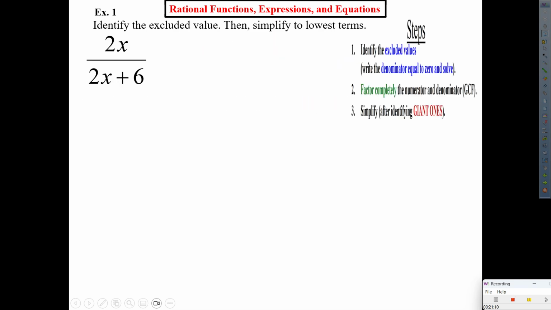So copy this one, example number 1. Copy that on your notes, please. Example 1, copy the instructions. Identify the excluded value, then simplify to lowest terms. Write that down, please, the whole thing. Then we have 2x over 2x plus 6. You don't write the steps. I'm going to leave them on the screen just so that we can use those as we move along. Example 1, instructions, and this rational expression. Copy that. And this is being recorded, okay?